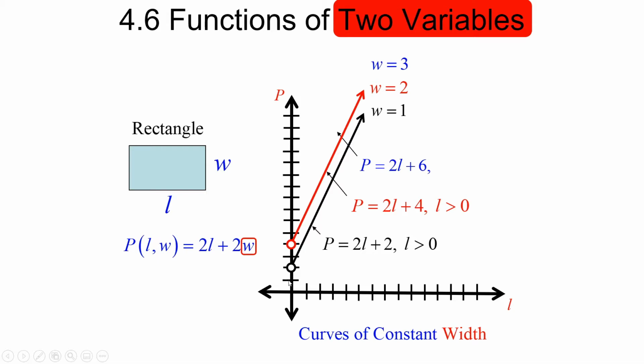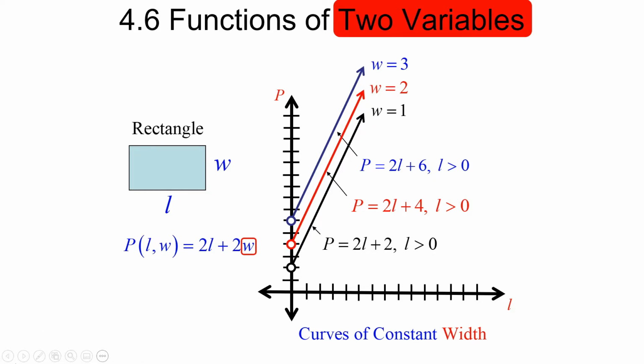So now my open dot's going to go up to 6. And I'm still going to have a parallel ray with a slope of 2. There it is right there. All right, and look at what we have here now. Same restricted domain. These L's have to be greater than 0. So again, L is greater than 0. Now, those are 3 curves of constant width representing the perimeter of this rectangle right there.